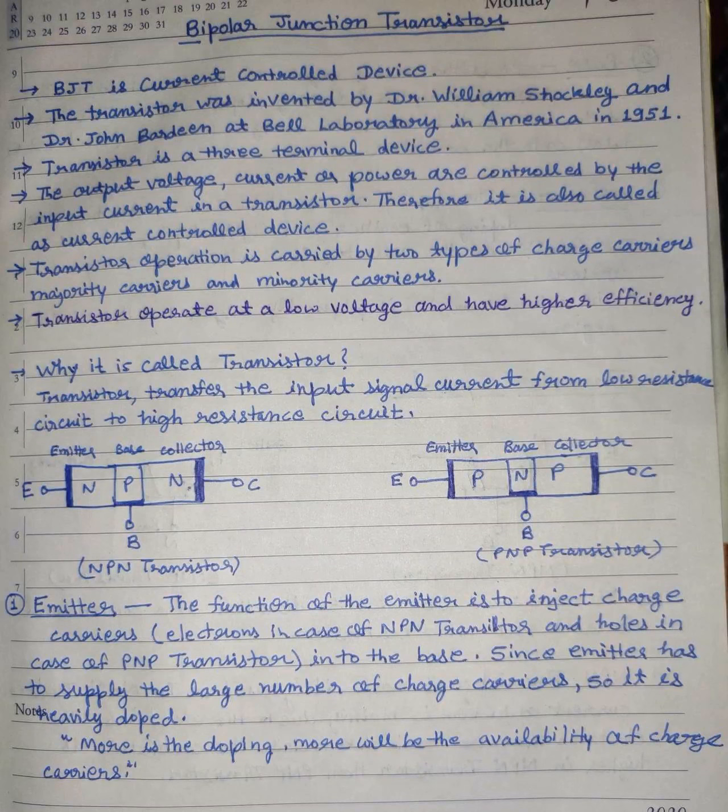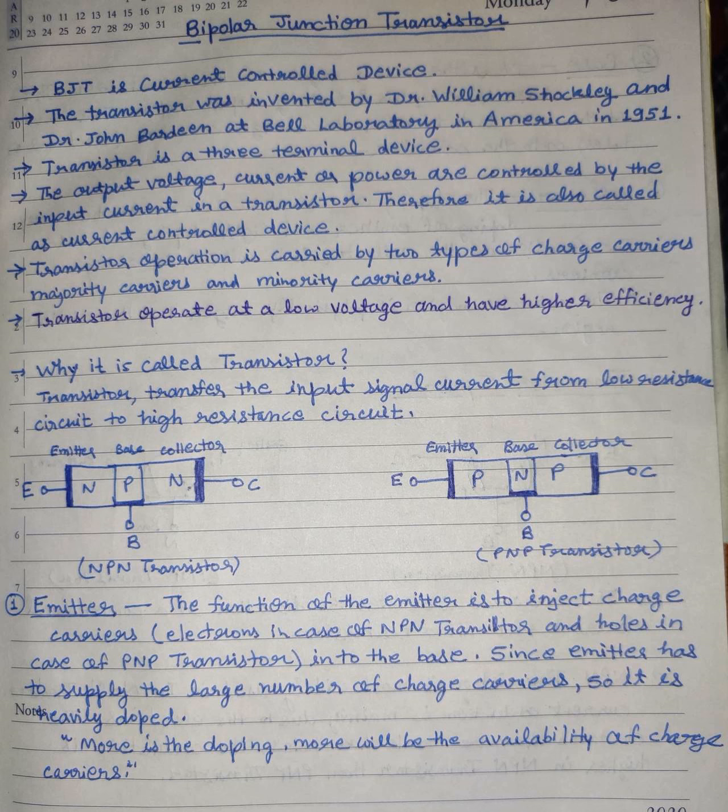Hello, today we will discuss the topic bipolar junction transistor, BJT. The first point about the BJT is that it is a current controlled device. The output voltage, current or power are controlled by the input current in a transistor. Therefore, it is also called a current controlled device.